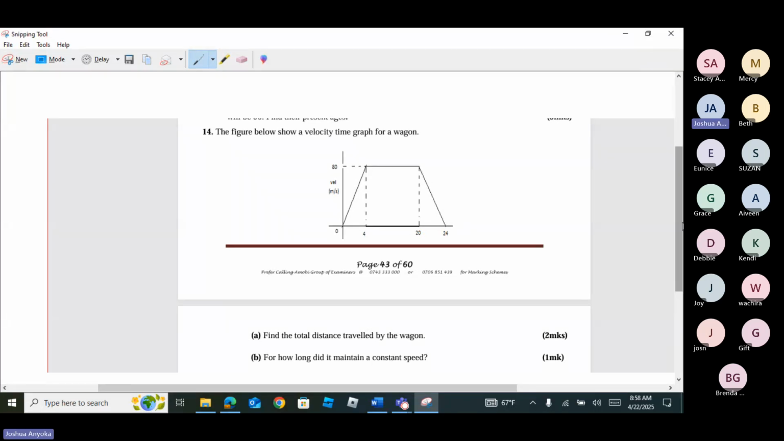Question 14 says the figure below shows a velocity time graph of a wagon. Find the total distance traveled by the wagon. For how long did it maintain a constant speed? This is a velocity time graph where we agreed that distance is equal to the area under a graph.